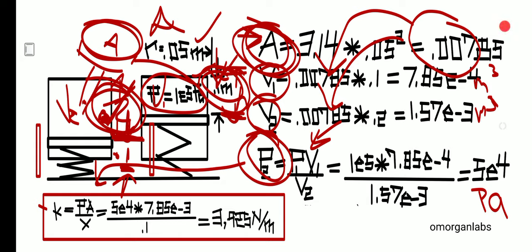And that kind of makes sense. I probably should have tweaked the numbers a little bit, because usually your spring constant is something like in the hundreds, 200, 300, something like that. So, but anyway, this is the method on how to solve it.